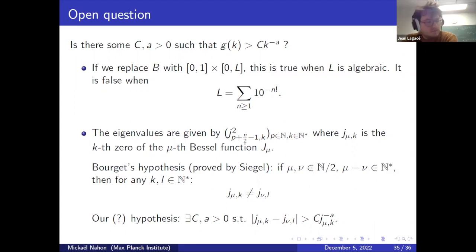Did you try looking at this paper and trying to see if you can extract this hypothesis out of it? I have to check again, because I think I recall that it was for a fixed Bessel function, like J_mu, you have an asymptotic of the zeros, something like this, right?